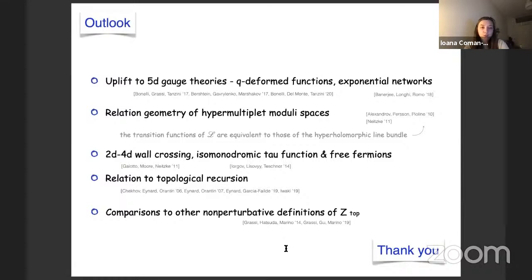And further, there are two comparisons to other lines of research: the relation to topological recursion, and also to what Marcos Marino was telling us about, which gives another non-perturbative definition of Z top.